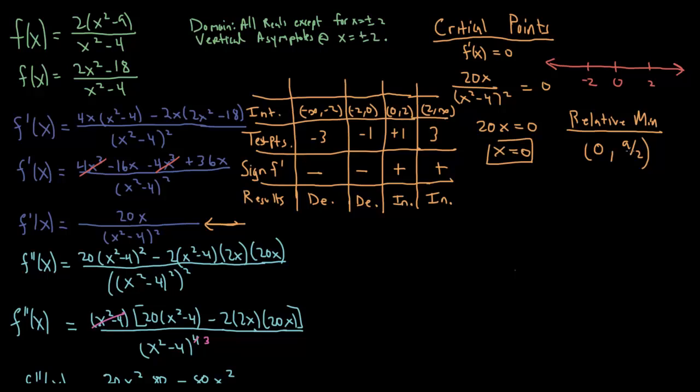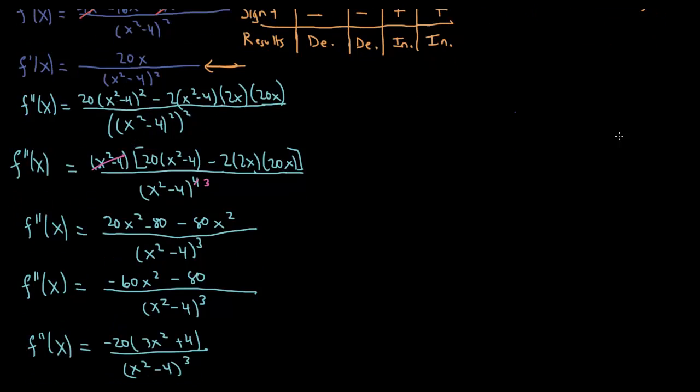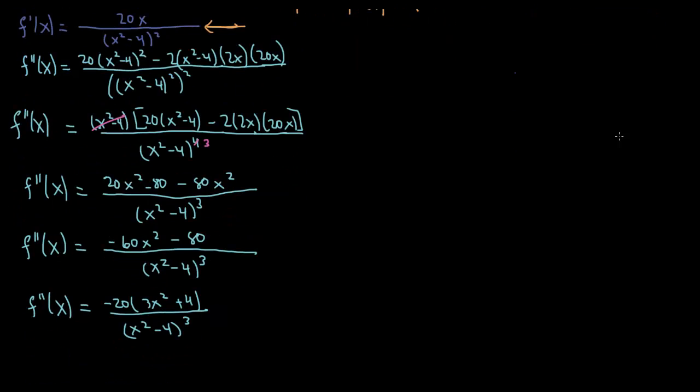All right, so there's a good start. Now we have to consider the second derivative and concavity and inflection points. So let's scroll down here. All right, so there's f double prime. Let's set f double prime equal to 0 to find possible inflection points.